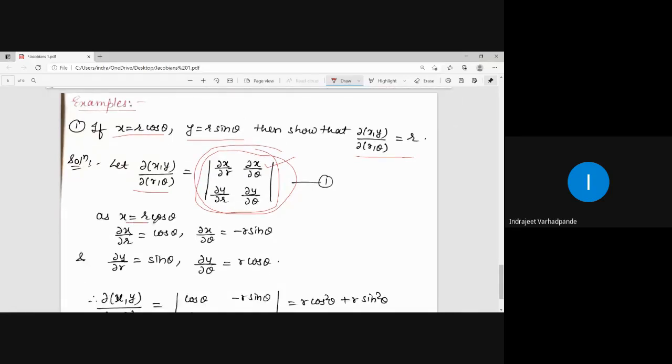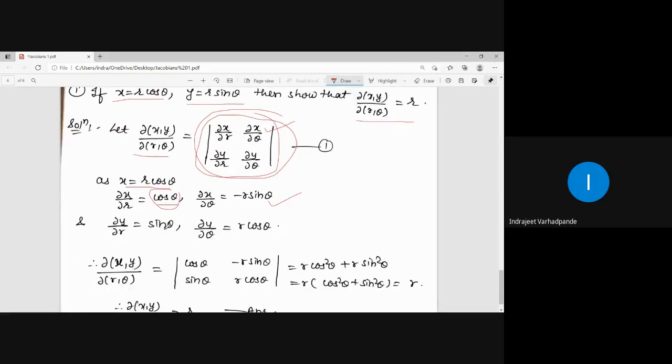So take x is equal to r cos theta. When you differentiate with respect to r, theta is kept constant, so the derivative of r with respect to r is 1, and cos theta is constant. Del x by del theta: r is constant, and the derivative of cos theta is minus sin theta. Y is r sin theta. Calculate the value and that will give you the result. It is just a simple calculation of the determinant. Clear?